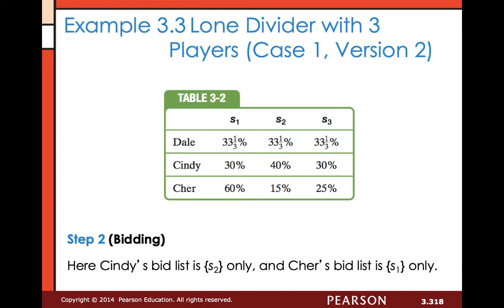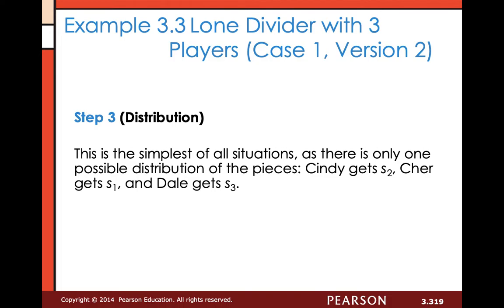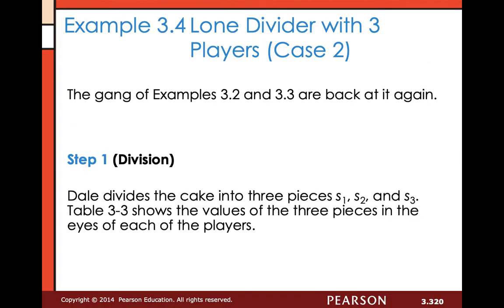Notice that Cindy, though, is bidding 40% for S2. Cher is bidding 60% for S1. That means that there's only one possibility. This is the most simple of all possible situations, and there's only one possible way you can distribute the pieces. Cindy gets S2, Cher gets S1, Dale gets S3.